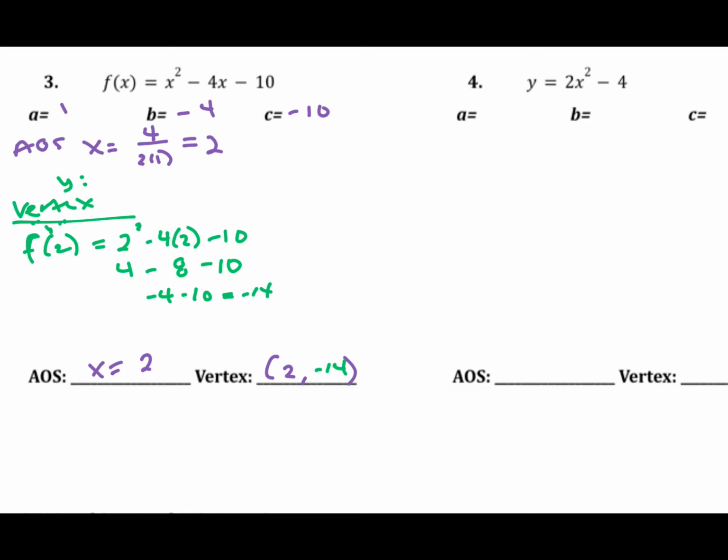Now I encourage you to pause the video and work through number 4, and be careful. Notice that there are only 2 terms, so one of your variables is going to have to be 0, but be careful. Make sure you choose the correct variable to be 0.